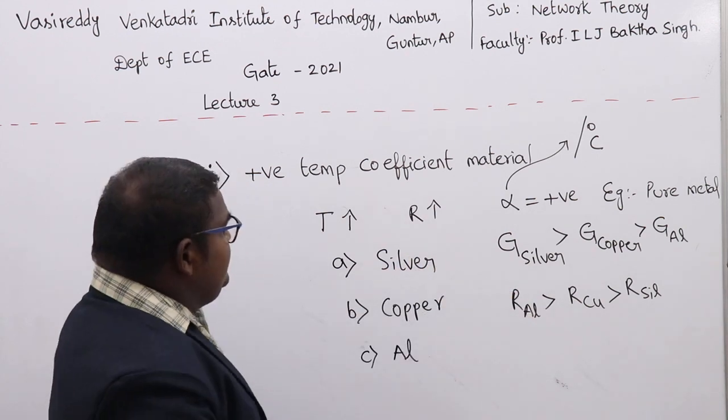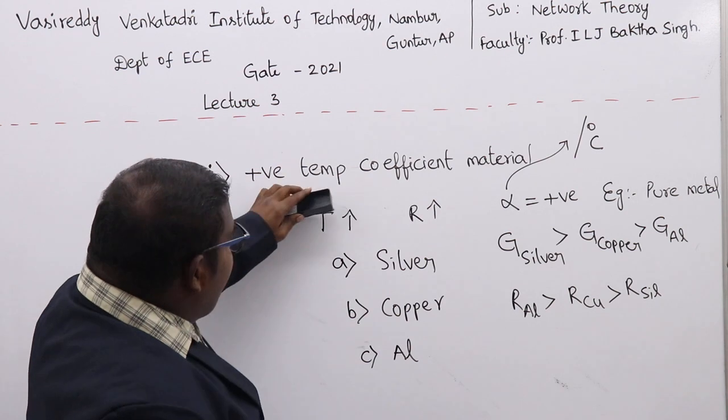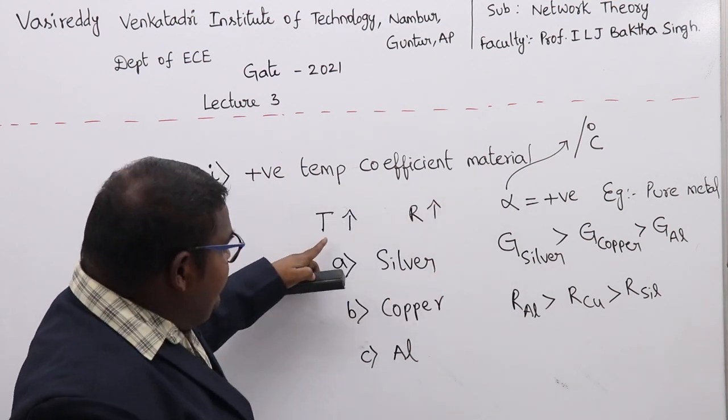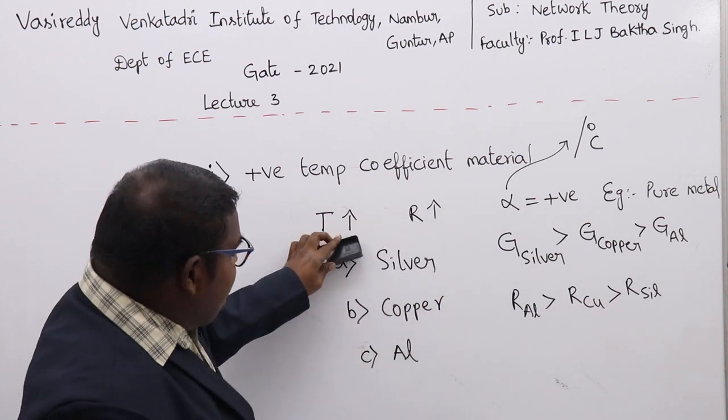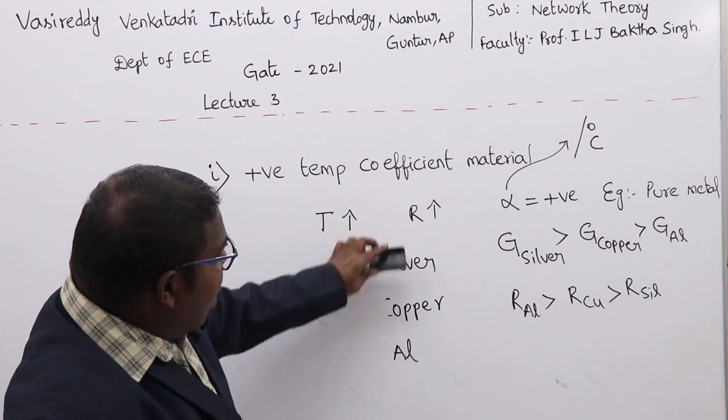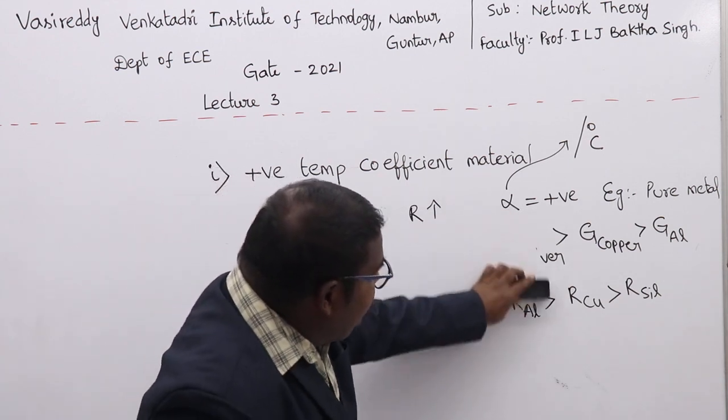Okay, so this is regarding the positive temperature coefficient material, in which when temperature increases, the resistance also increases. The temperature coefficient is positive. The best example is pure metals.